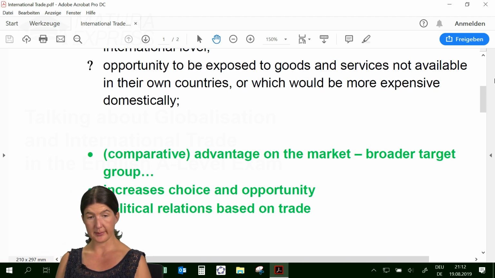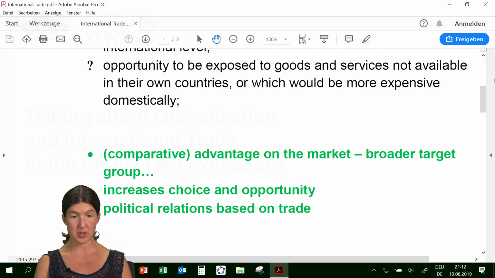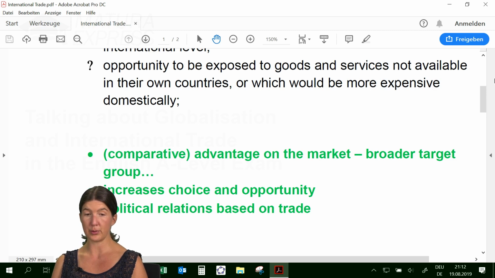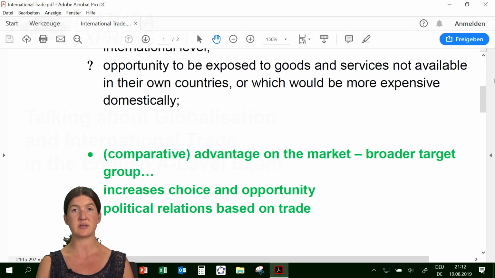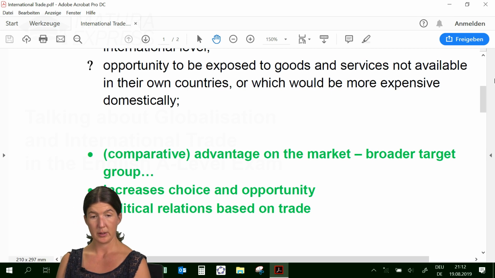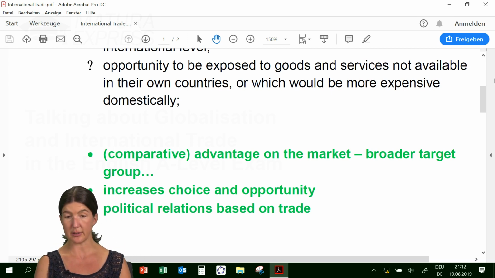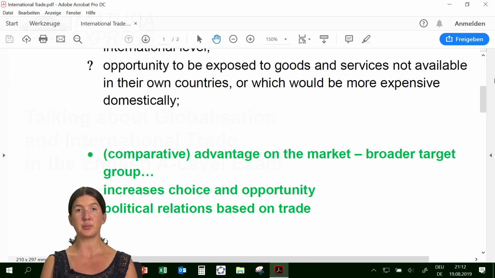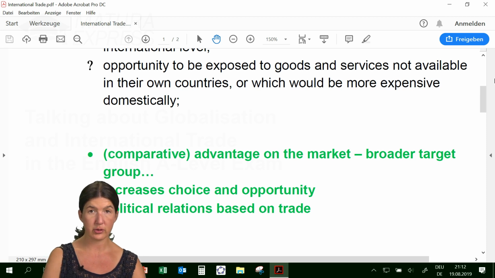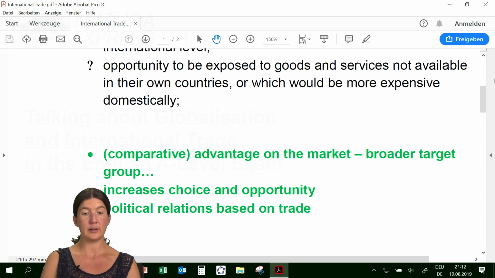The pros here in green, so the pros of international trade. The first point is quite straightforward, quite logical: you have a broader target group. If you, as a farmer, for example, know that you can sell your product basically anywhere in the world, wherever there is demand, wherever there is Nachfrage, then you have a broader range of customers, which gives you more money at the end of the day. You have a higher turnover, you can sell more products, more of your service, whatever.